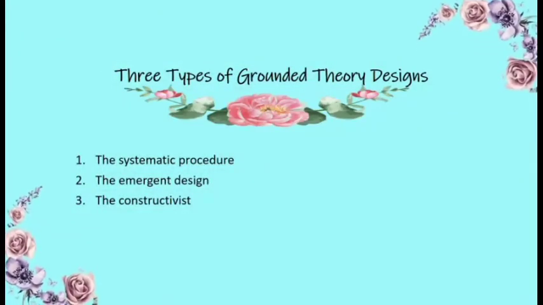Three types of grounded theory design. The systematic procedure of Strauss and Corbin involves using predetermined categories to interrelate the categories, visual diagrams, and specific propositions or hypotheses to make the connection explicit.